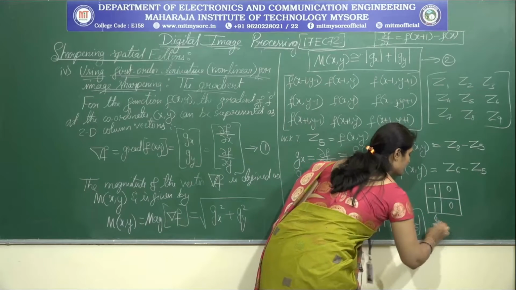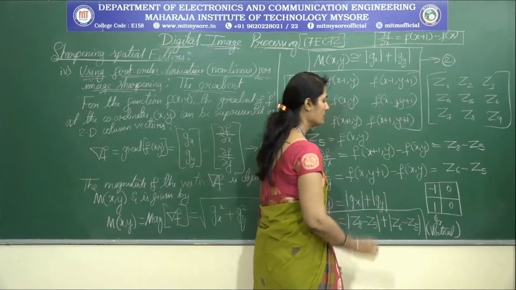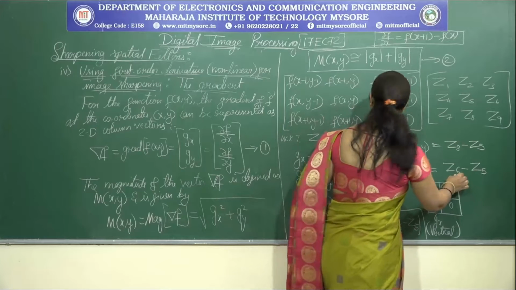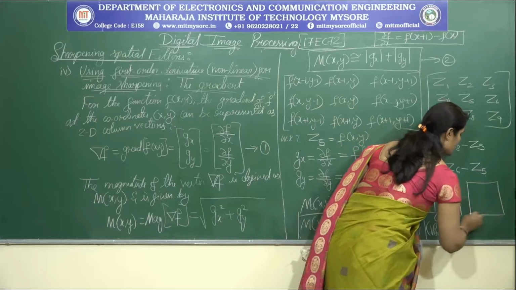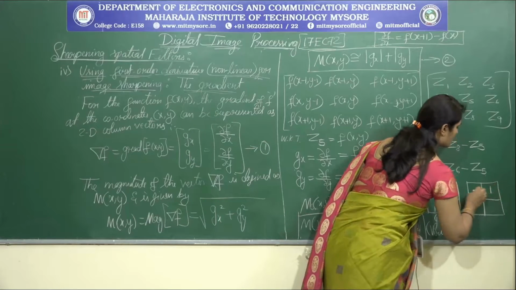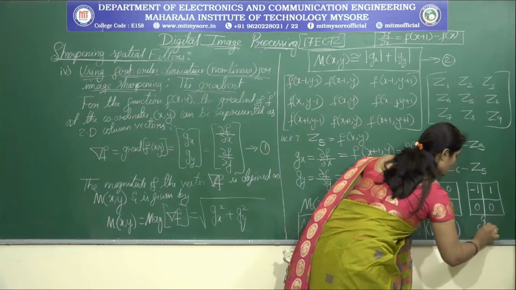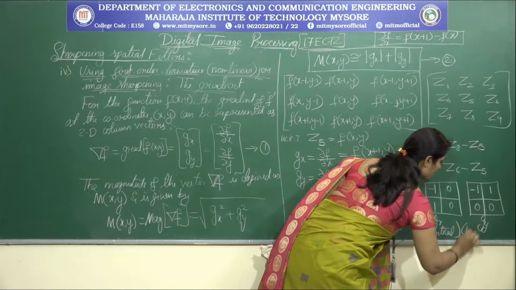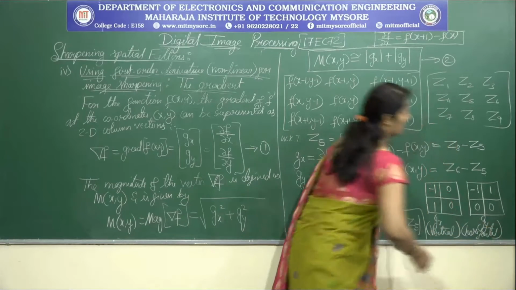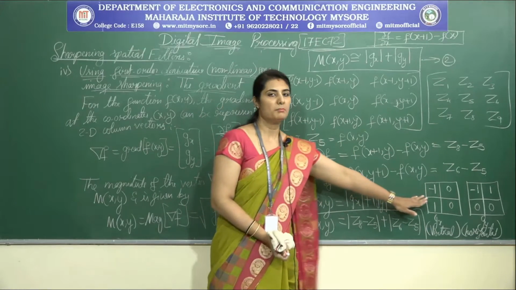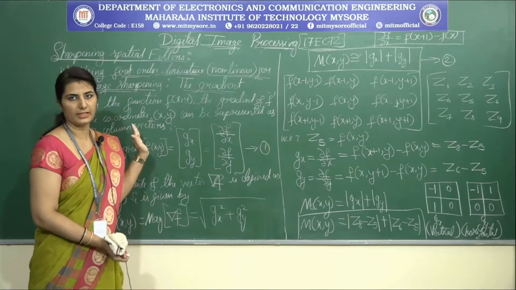This is gx, so that is the vertical mask. And for gy, gy is nothing but z6 minus z5, so the mask is z6 is 1 minus z5, so minus 1 0 0, this is gy, so horizontal. So these are the 2 cross 2 masks which can be used to sharpen the image using the first order derivative, okay.